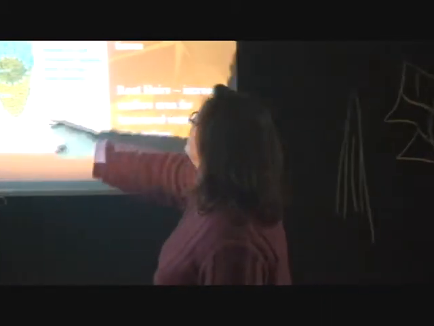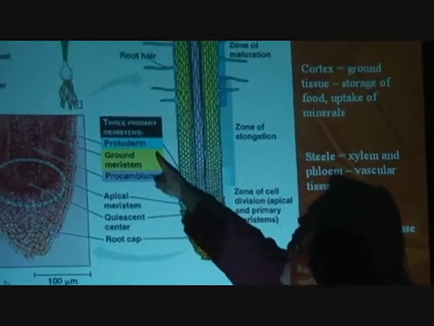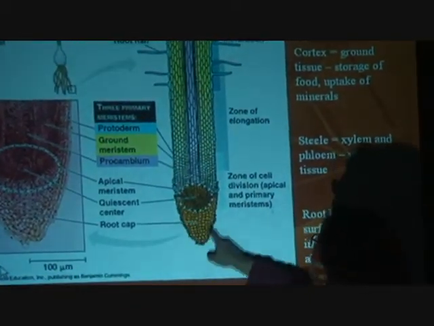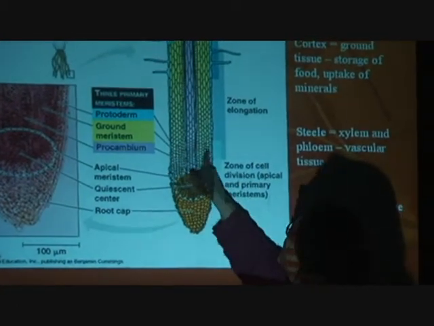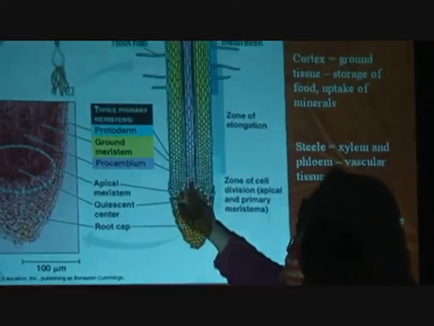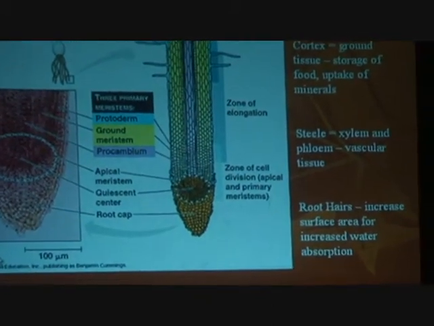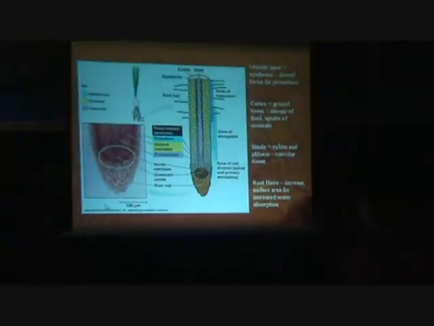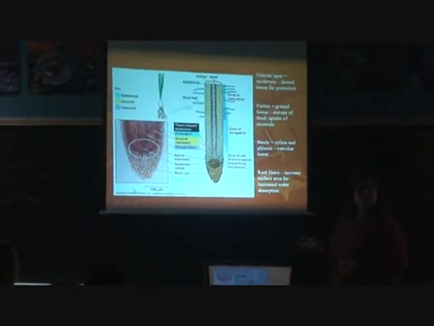But if you look at the root, again, this is nice and color-coded. It says protoderm. It's a fancy name for the dermal tissue that's around the root. Then we have the ground tissue here, and then here is our vascular tissue in the middle. I showed you a cross-section before. Now I'm showing you a longitudinal section. Those terms make sense?